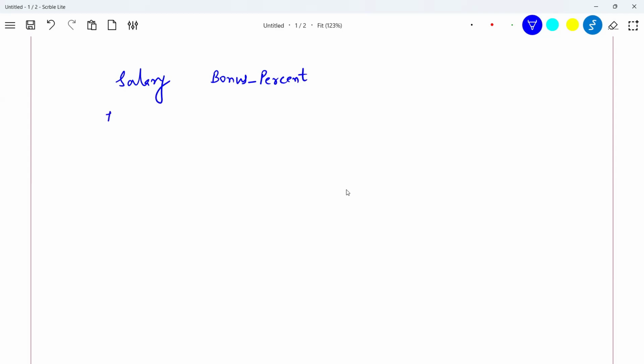For example, in Indian rupees, somebody's salary is, let's say, 10 lakhs. Somebody's salary is 15 lakhs. And somebody's salary is 20 lakhs. So this is your annual salary. And there could be a bonus percentage. Let's say for this person's CTC, 15% is the bonus percentage, this person's is 12, and this person's is 10.